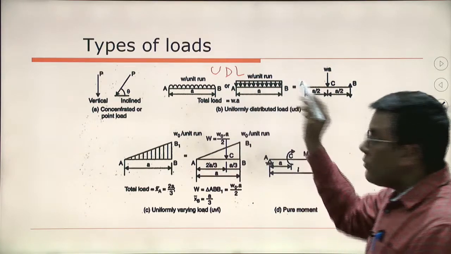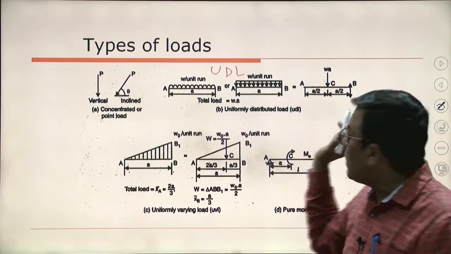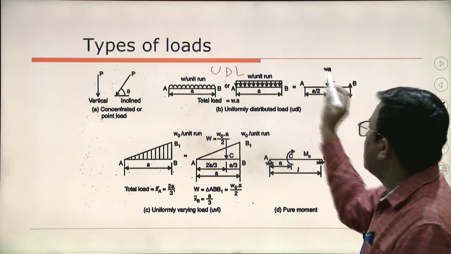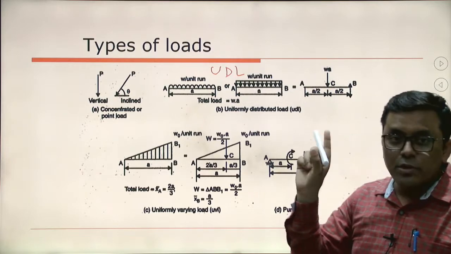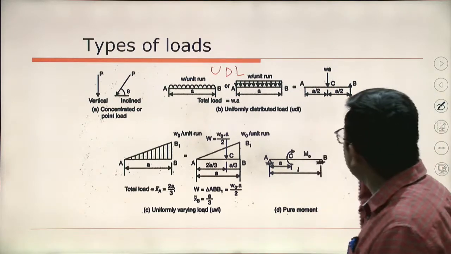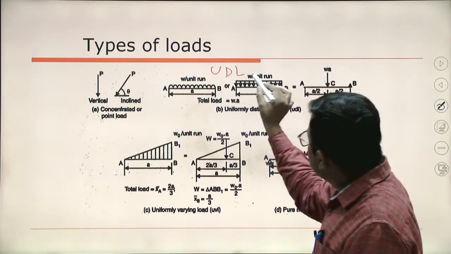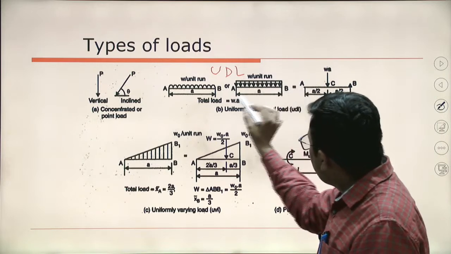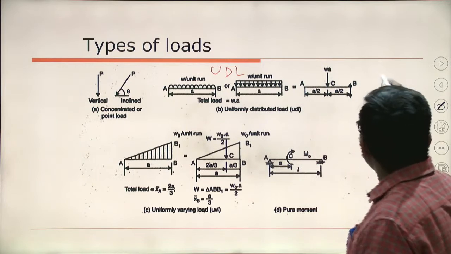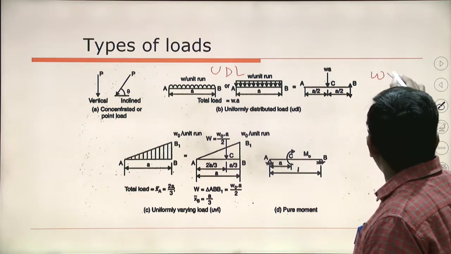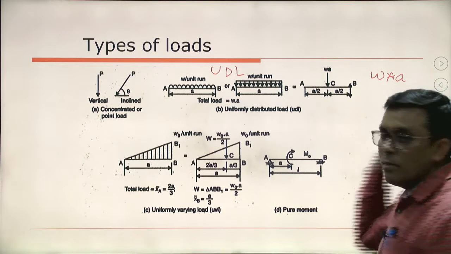If I have to deal with this load, then obviously I have to convert it into a single point load. So what I will do: this is W per unit run, and the length is A over which it is spread. So what I will write is W into A, W into A.